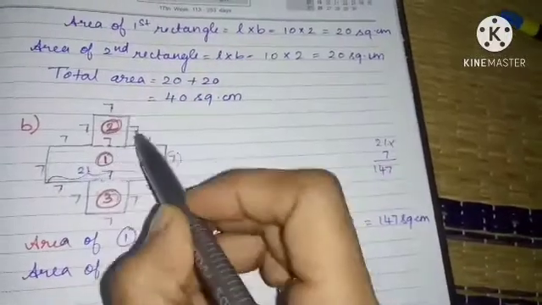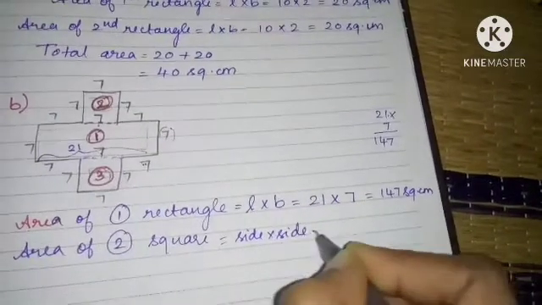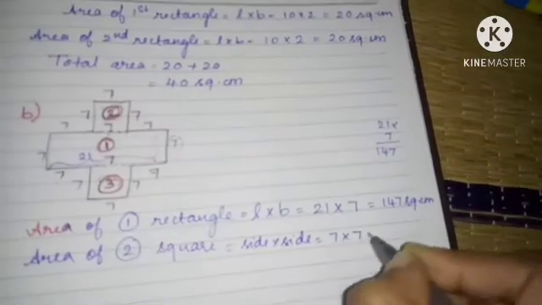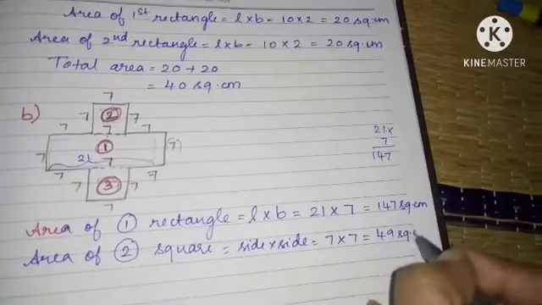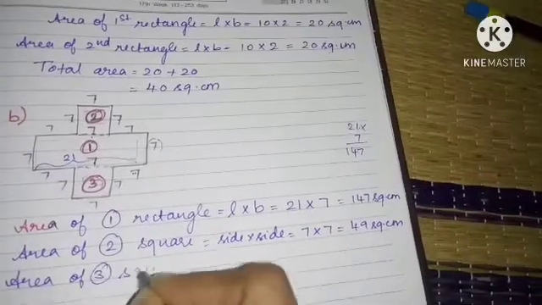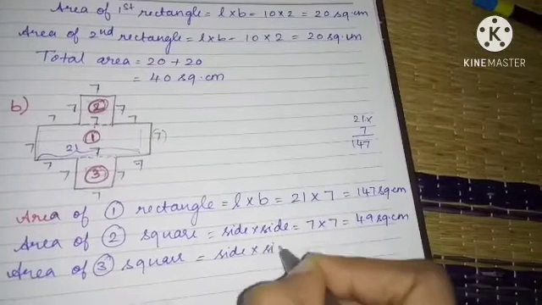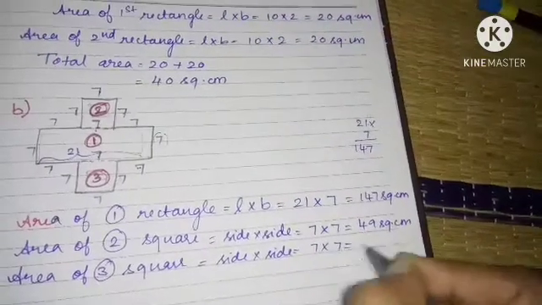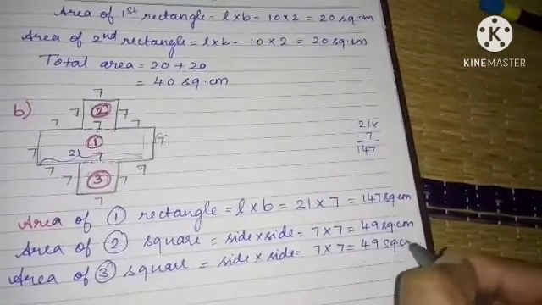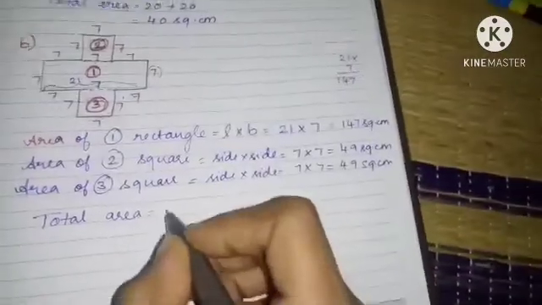So now total area, okay, now what we have to find, total area is equal 147 plus 49 plus 49. So 147, 49, 49. Yes, 245 square centimeter is the total area of this figure. Okay, 245 square centimeter is the area of this total figure. Understood?